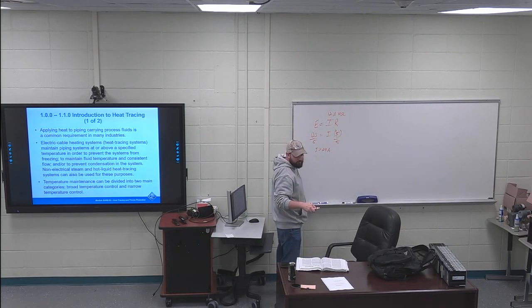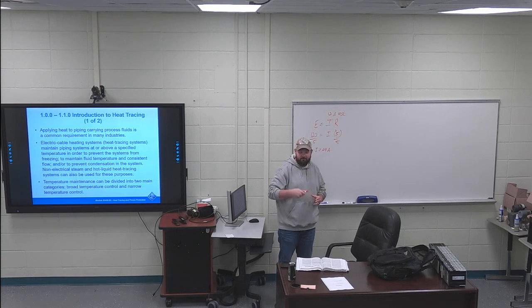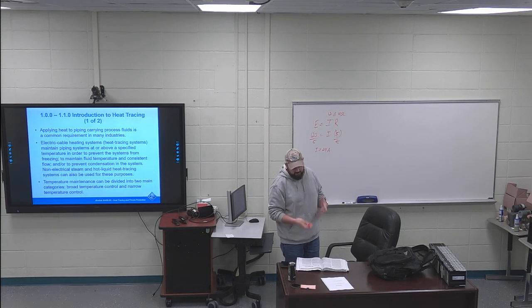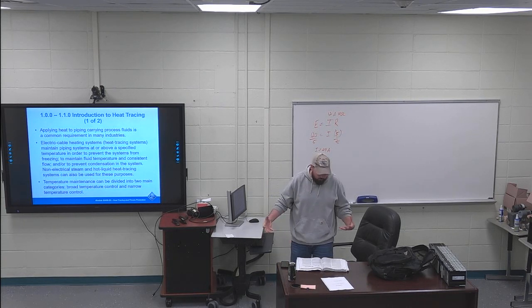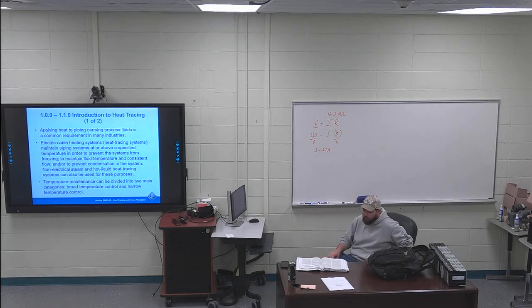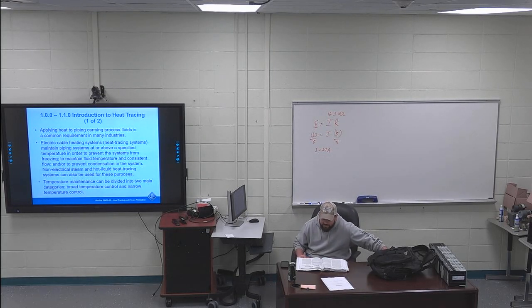As current goes up, current produces heat. Heat is transferred to the pipe. The pipe stays warm. Fluids flow more freely. So that is how a self-regulating heating cable works. So as the temperature goes down, resistance goes down, current goes up, heat goes up.